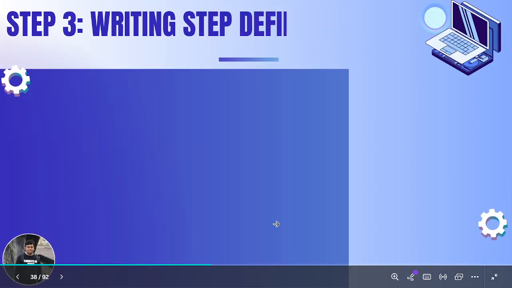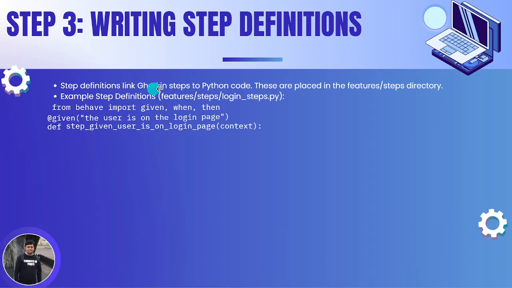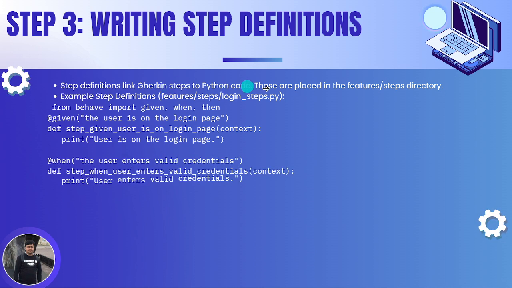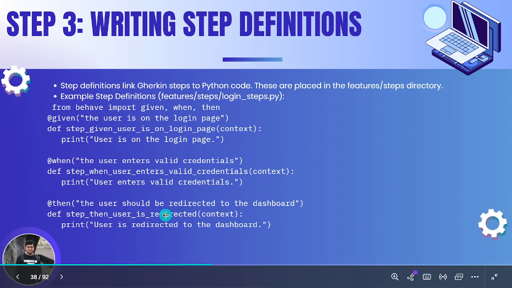Okay, writing the step definition. Step definitions link the steps to Python code. So you can see from behave import given, when, then, and then define the step: given user is on login page. You can pass the context and then print, and then in the when also you can pass the context, and then in the then part you can validate.